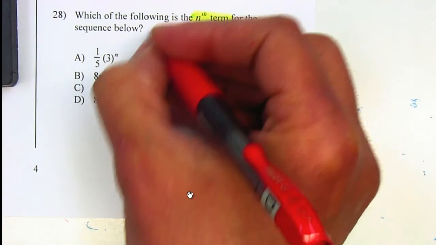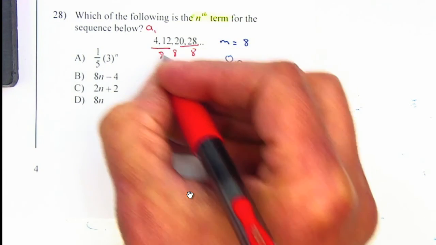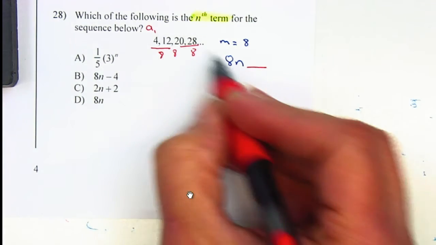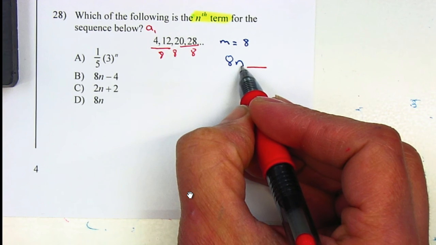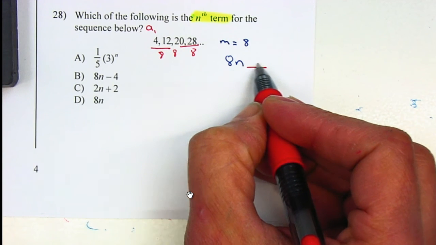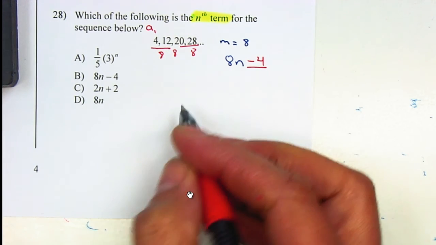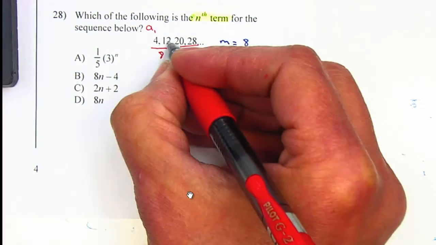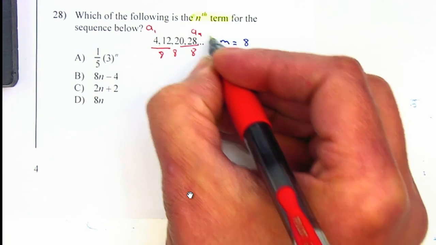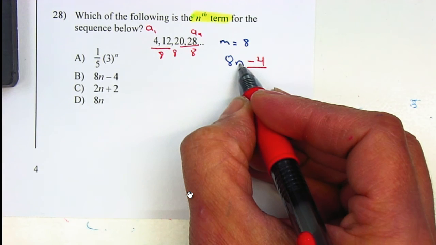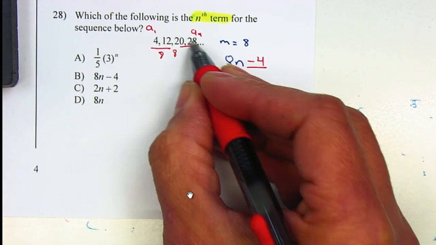Let's see. A sub 1 is 4. If I plug in a 1 in here, it should give me a 4. So 8 times 1 is 8. What do I need to do to get a 4? Minus 4, correct? Let me try 1, 2, 3, 4. This is the 4th term. So if I plug in a 4, it should give me 28. 8 times 4 is 32, minus 4 is 28. Perfect.